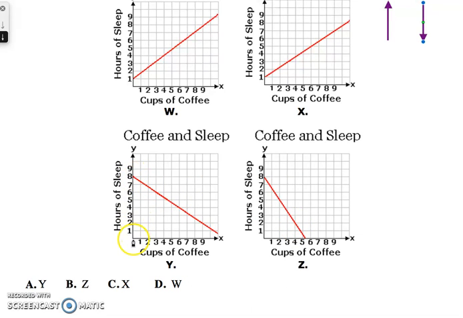So I'm looking for cups of coffee to go up by 3 and sleep to go down by 2. So if we're starting at 8 hours of sleep with no coffee, if I have 3 cups, I need to expect someone to sleep for 6 hours, because that would be 2 less hours, and that matches up there. Here, 8 hours, if they drank 3 cups and slept 2 hours less, that point would be over here. That's not on your line. So the answer here is Y, which is A as your choice.